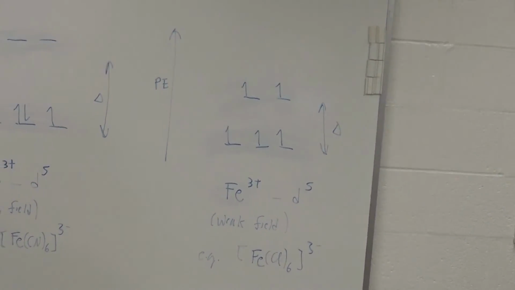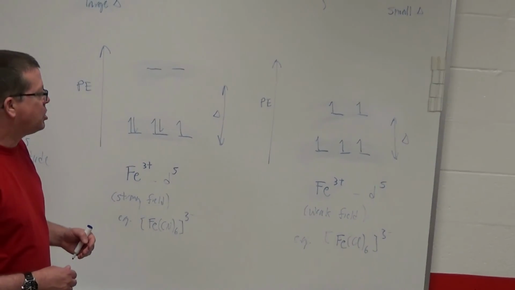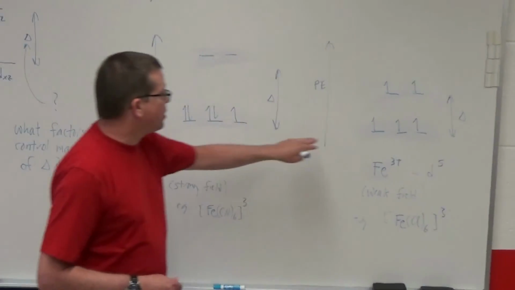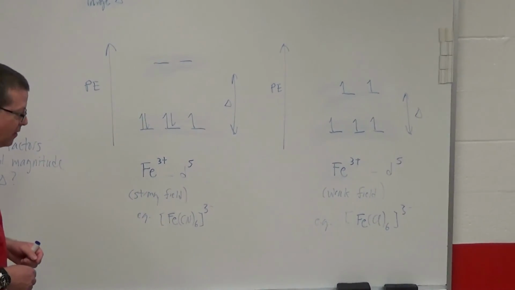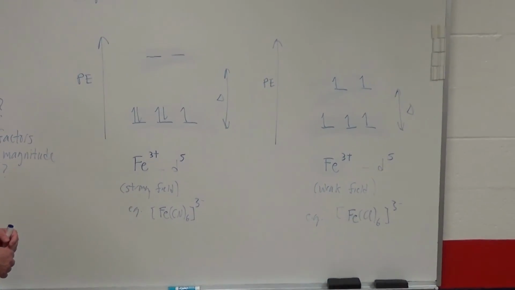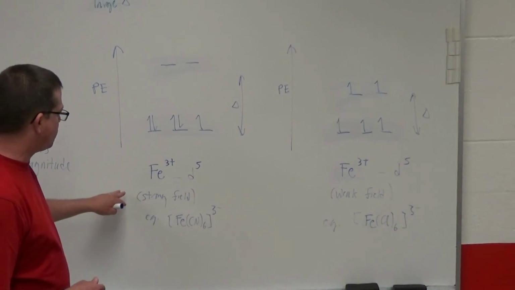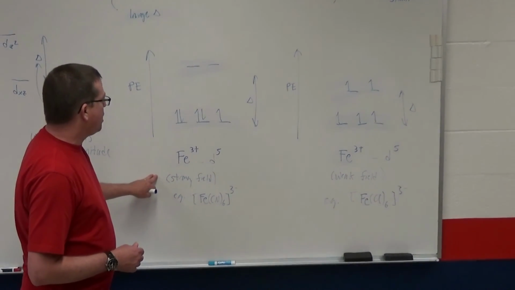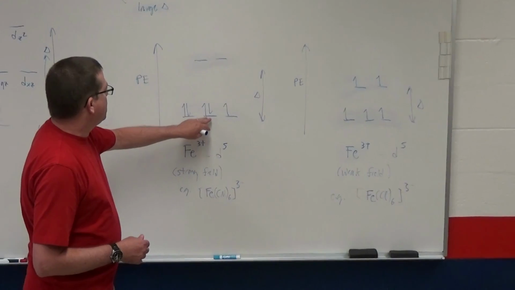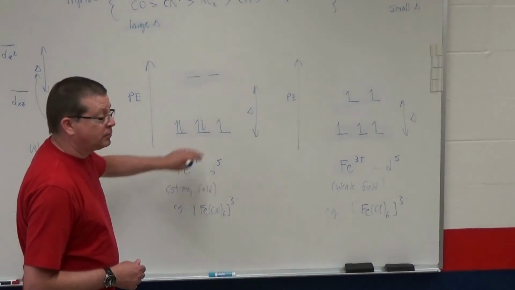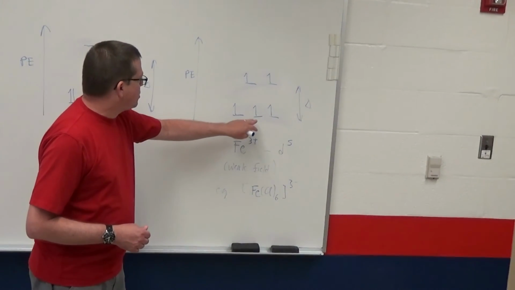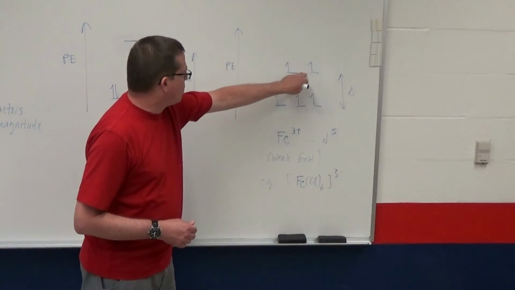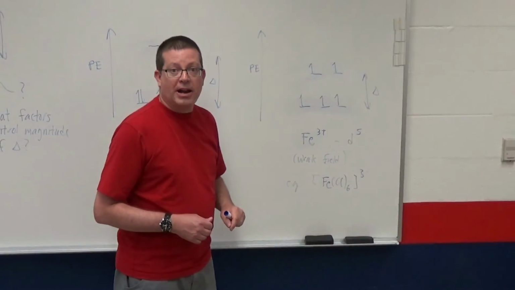So what we see is that in the d5 situation, we get 2 totally different looking orbital diagrams in terms of how we populate the electrons into the orbitals. The rule of thumb here is that if you have a strong field situation, we're going to distribute and pair. And if we have a weak field situation, we are going to distribute across all orbitals and then come back and pair after the fact.